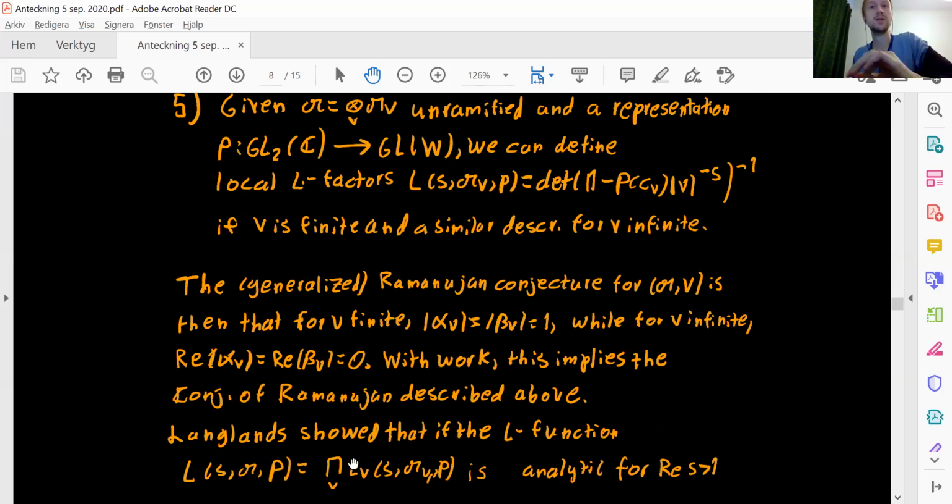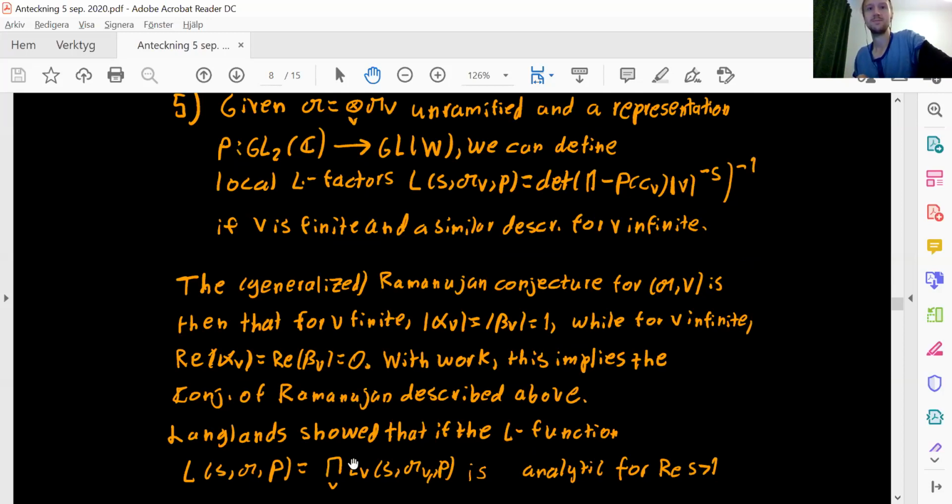Is it a bit more clear now, Shai, or do you want to? I want people to understand, so please interrupt me so this is clear. So the product is over all of them, right? Yes, the product is over all places. It's over all primes and the infinite place.